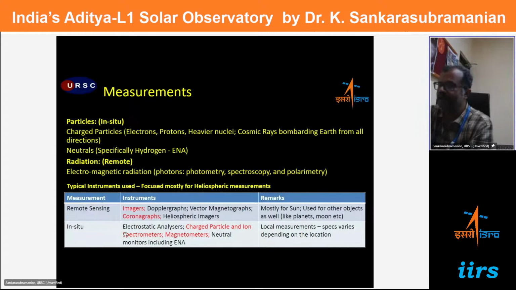And for in situ, you have electrostatic analyzers, charged particle and ion spectrometers, magnetometers, and neutral monitors, including energetic neutral atom analyzers. They are all local measurements, that's why it's called in situ. The specifications vary depending on the location. So if I have to do these measurements near the Earth, within the Earth's magnetosphere, then the range of energies is different from when you want to observe from outside the Earth's magnetosphere. The ones marked in red here are the instruments carried on the Aditya-L1 spacecraft.